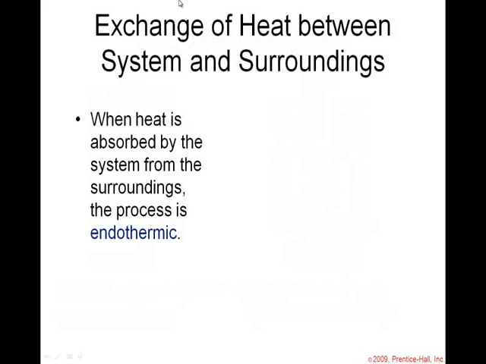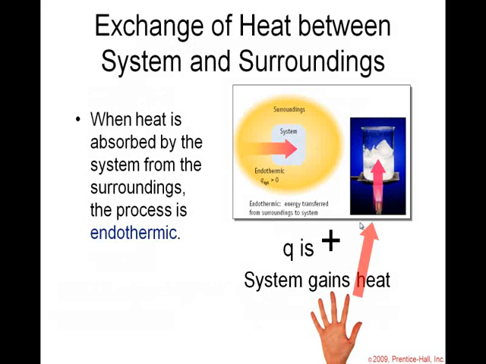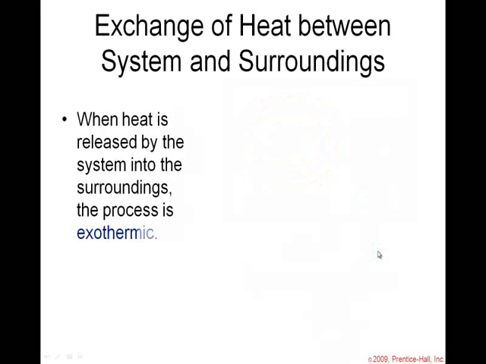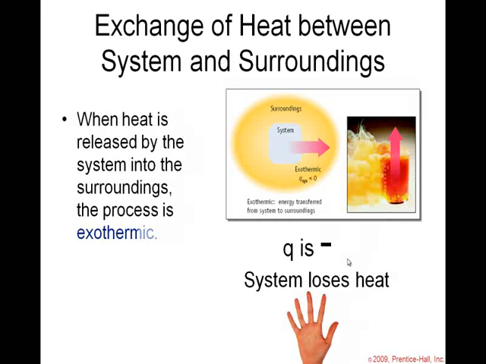So in the exchange of heat between system and surroundings, when heat is absorbed by the system, it's endothermic, right? Q is positive. Heat's going from my hand to the cooler object. When the heat is released by the system, I can see it. It's making the room around it warmer. It's exothermic. Q is negative. My hand hurts when I touch it.